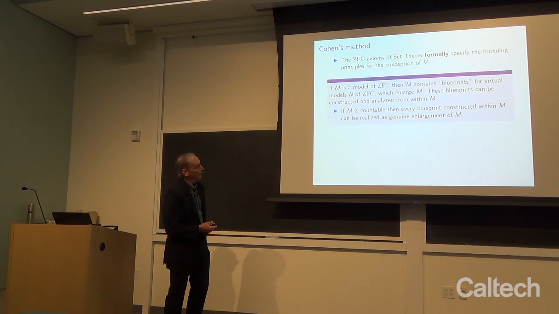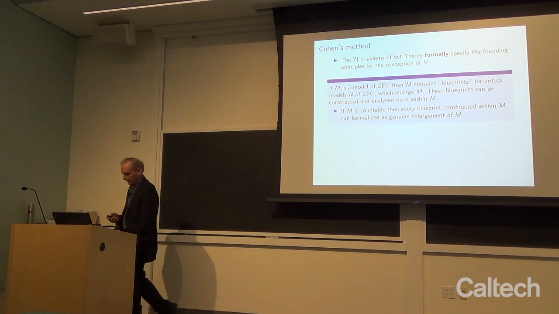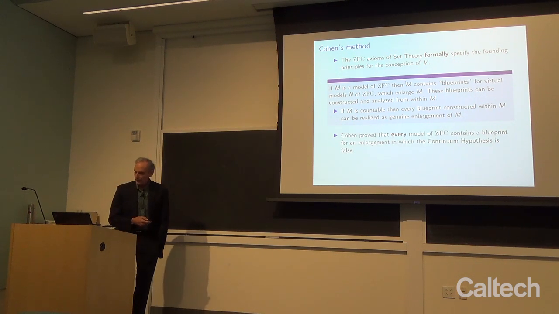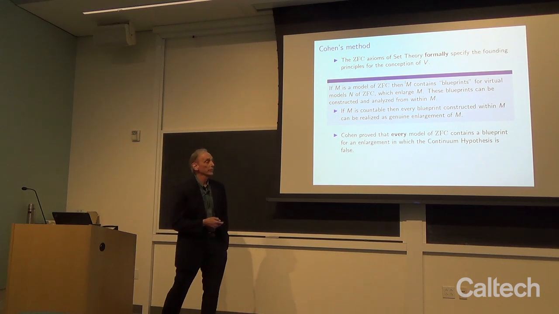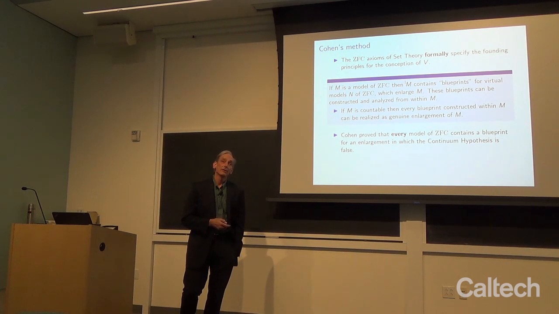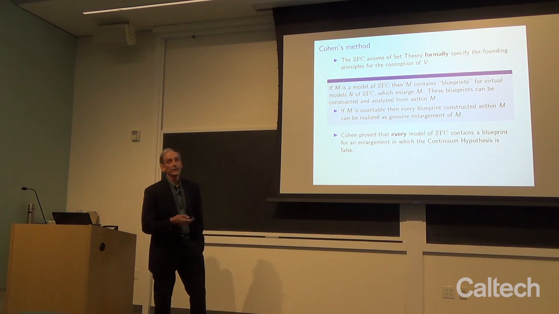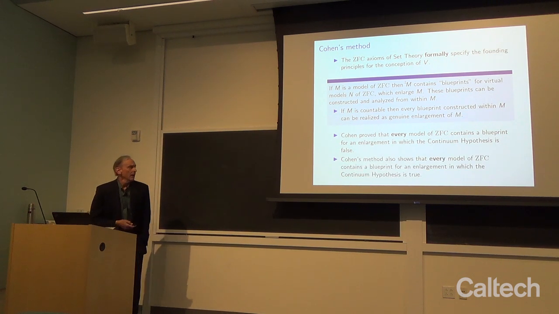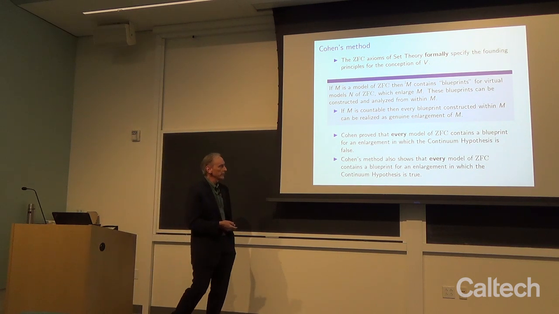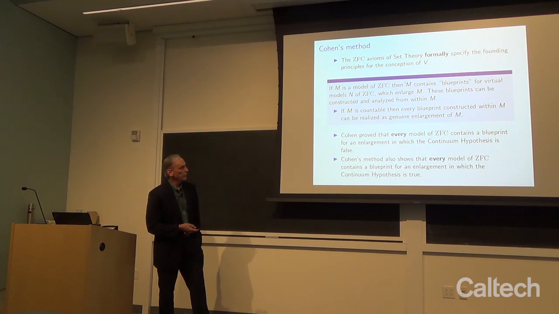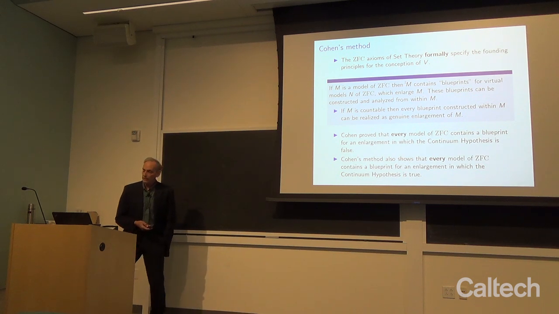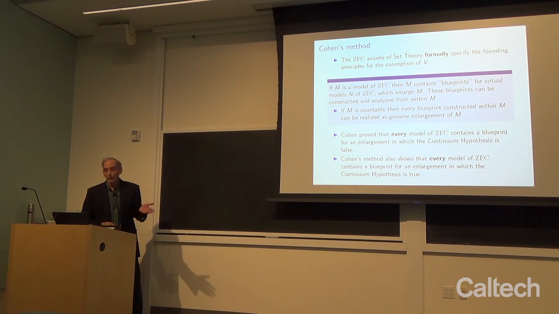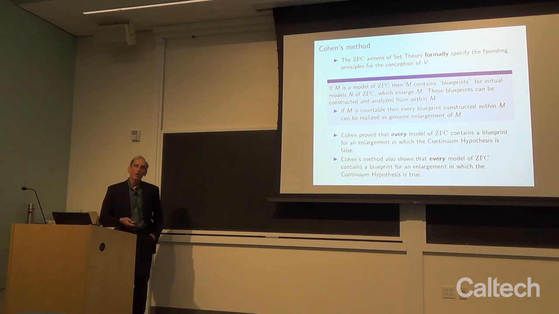If M is countable, then every blueprint constructed within M can be realized as a genuine enlargement of M. Cohen proved that every model of ZFC contains a blueprint for an enlargement in which the continuum hypothesis is false. So if there is a model of ZFC, then there's one in which the continuum hypothesis is false. You just pass to a countable model. Cohen's method also shows, but that was a slightly later discovery, that every model of ZFC contains a blueprint for an enlargement in which the continuum hypothesis is true. So what Cohen really solved was the extension problem. Gödel, and I'll say more about what Gödel did later, solved the submodel problem.